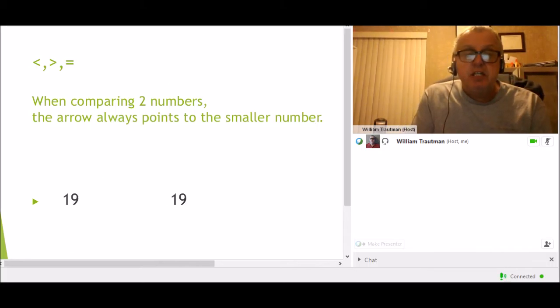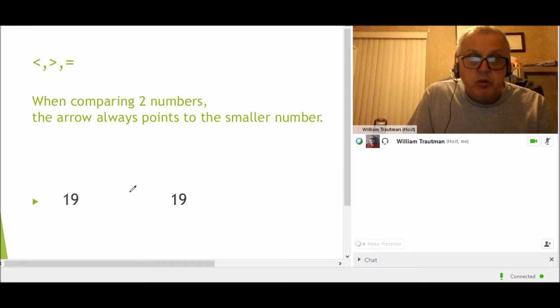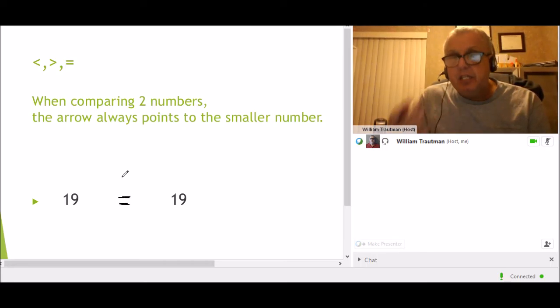And then finally, 19 and 19, neither one is smaller than the other. They're equal, so we're going to use the equal sign. 19 is equal to 19.